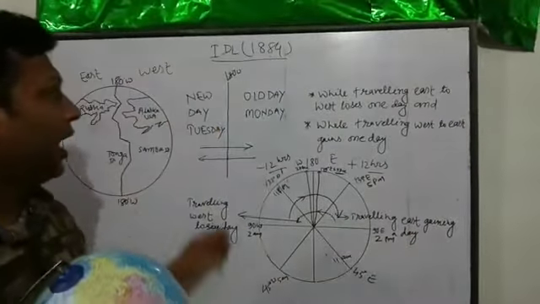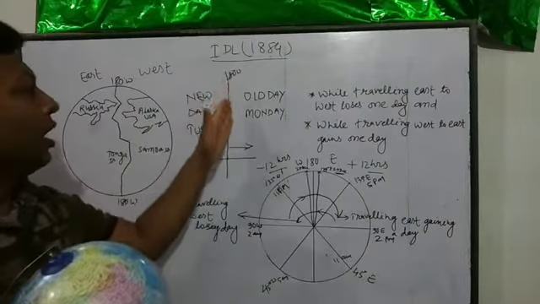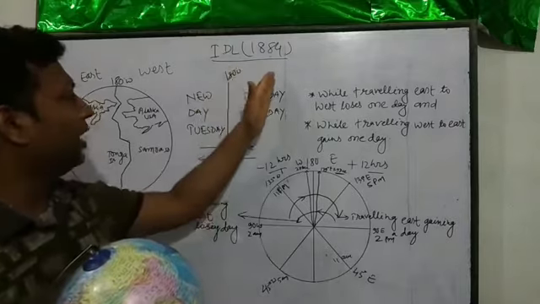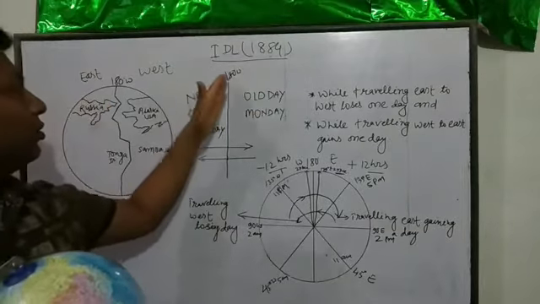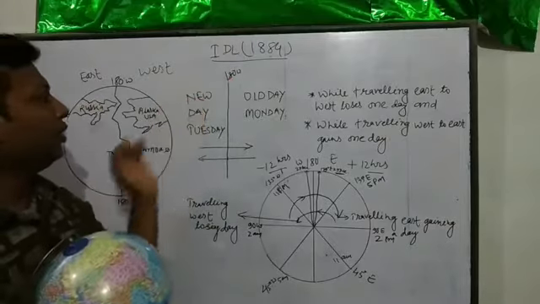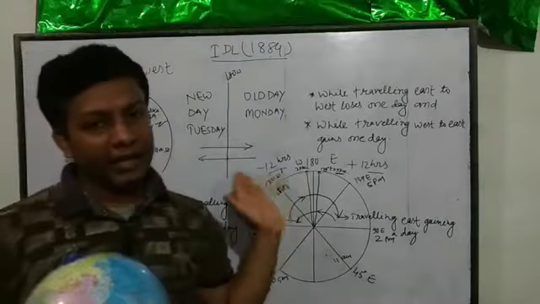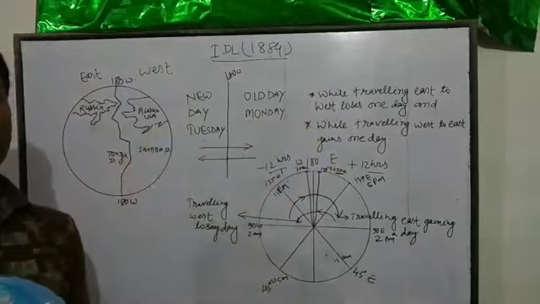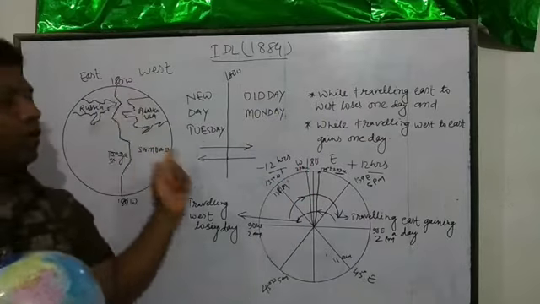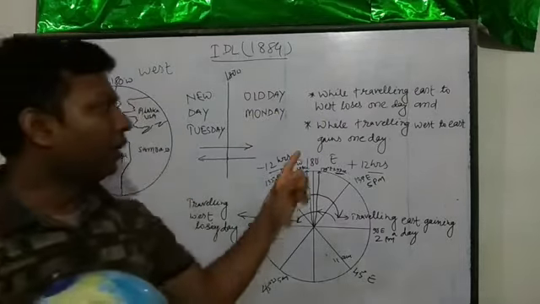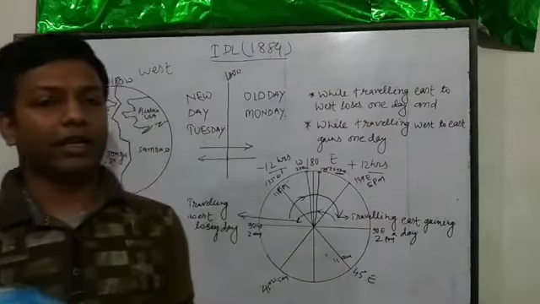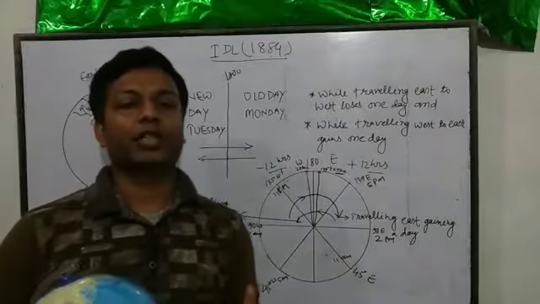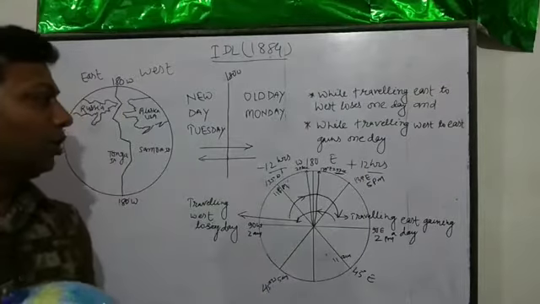Okay. So there is a concept. The concept is that on the 180 degree westward side, old days, and eastward side, new days. While traveling east to west, we lose 1 day. Okay, and while traveling west to east, we gain 1 day. This is the time concept. Okay, so let's explain more.